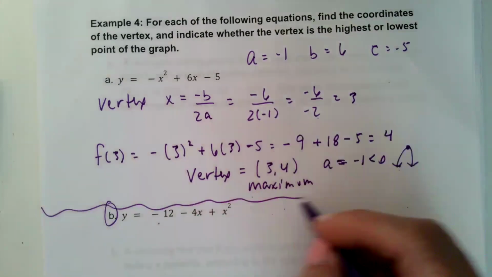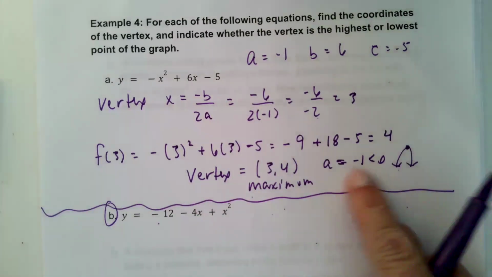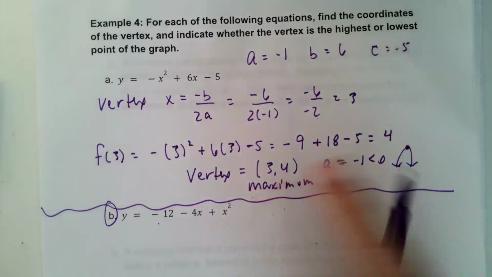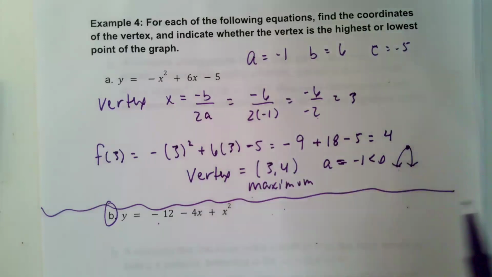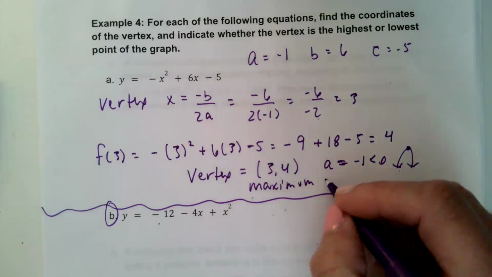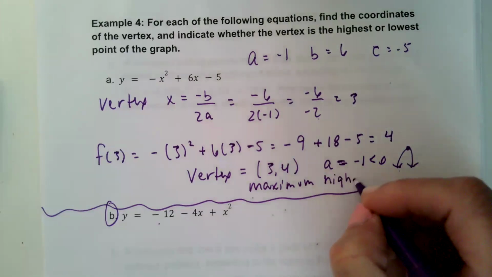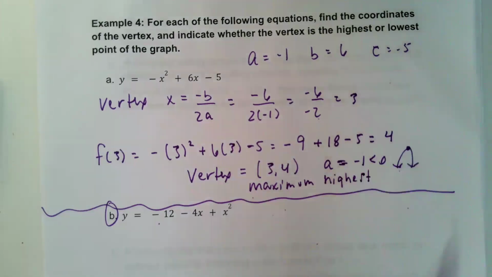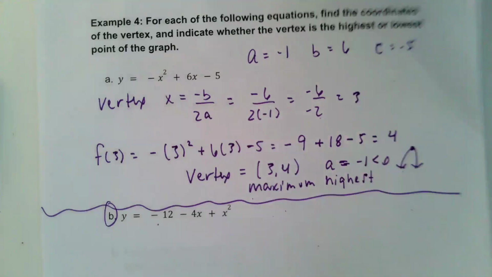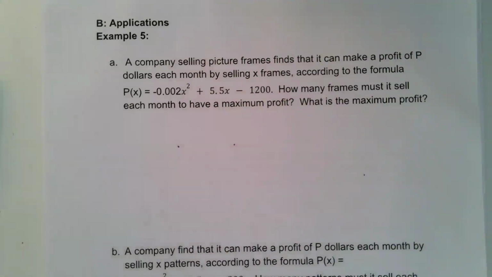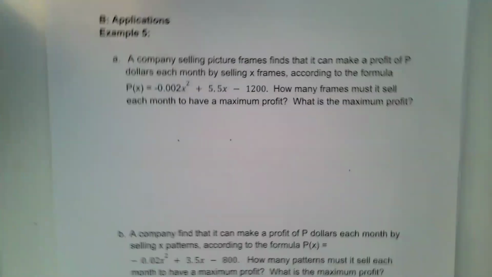And we can see that because we know from A that it's a face down parabola, so that means my vertex must be the maximum point, the highest point. Okay, remember B and C are going to be on the extra video if you want to watch it. And then let's look at the applications.